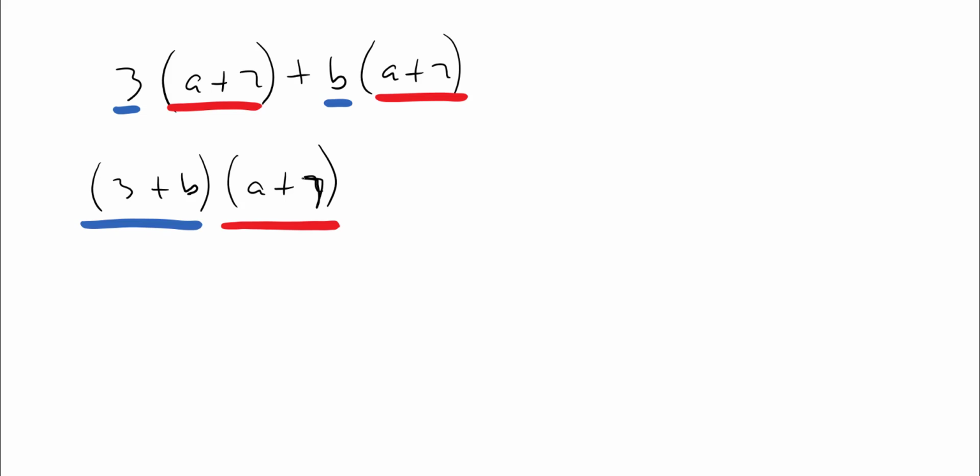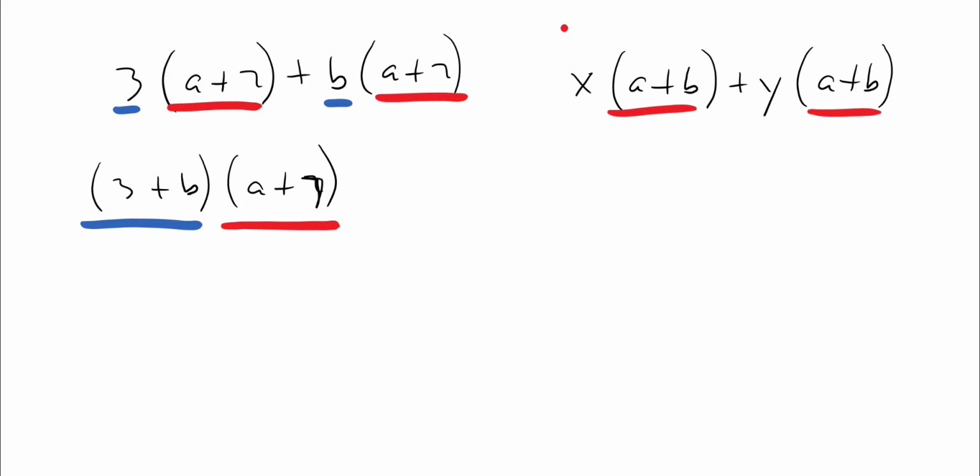Okay? It's pretty easy. So we'll do one more just to show you, but again, it's super easy. If I have x times (a plus b) plus y times (a plus b), your answer is going to be, and I'm going to underline this again, that and that. So your answer is going to be (x plus y) times (a plus b). Pretty easy.